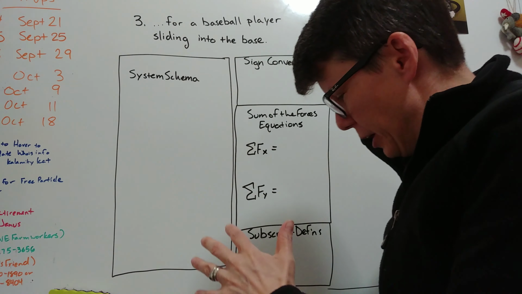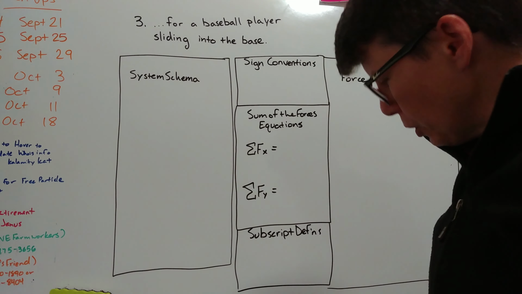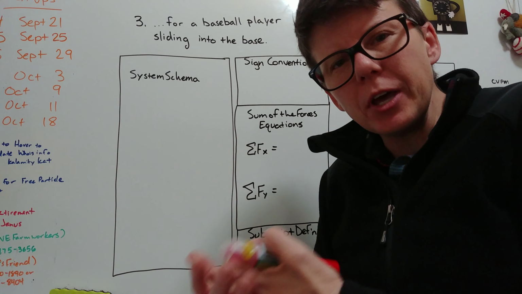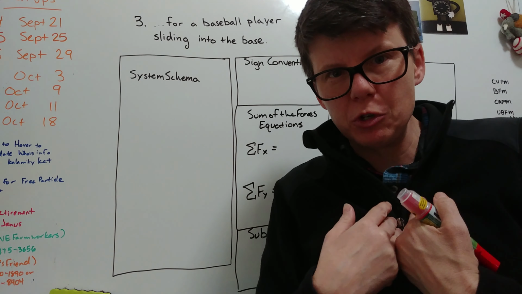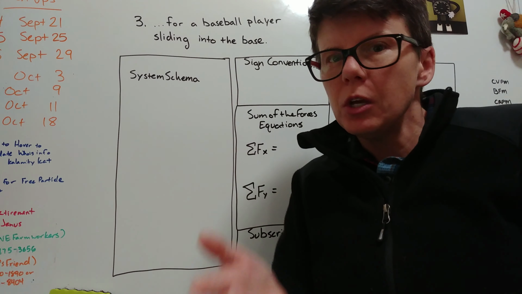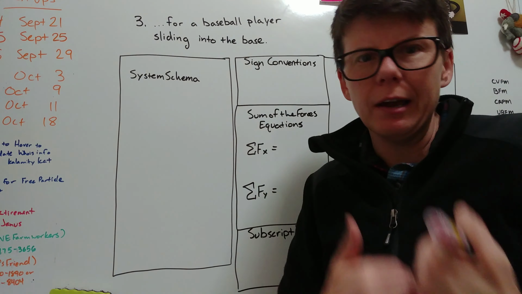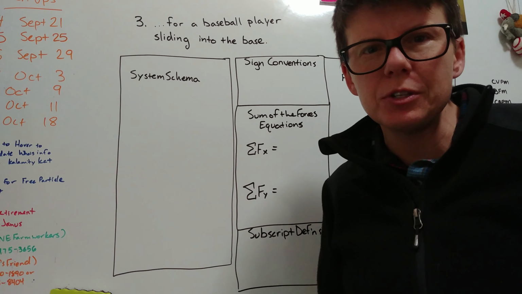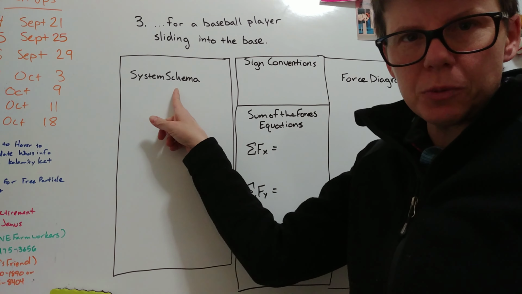Let's walk through this scenario though. Okay, so at the moment that a player is sliding into the base, I'm going to make the assumption that the player is touching the base. You could assume differently and not include the base in the problem, and I don't think there'd be any significant differences here. Let's begin with the system schema.